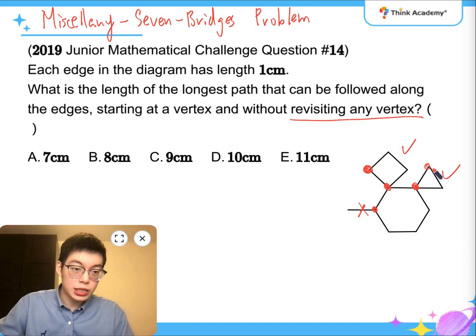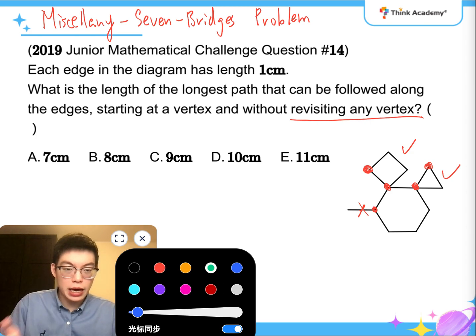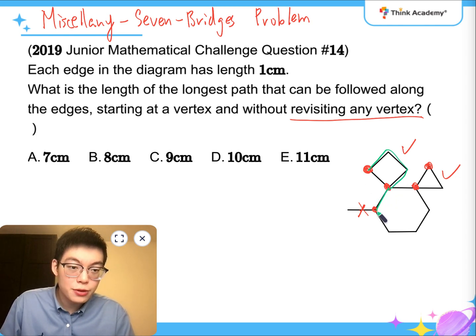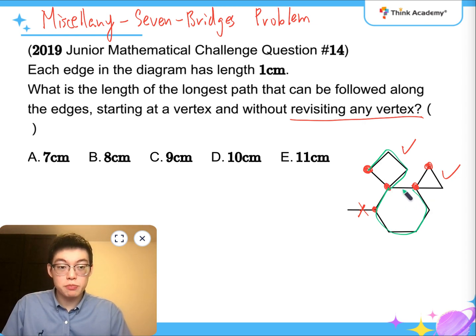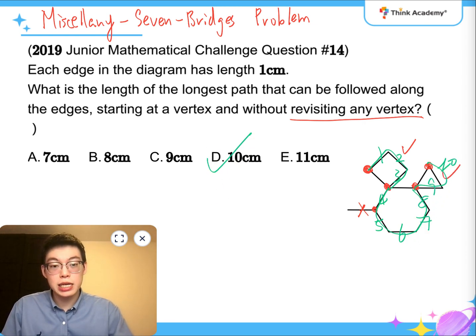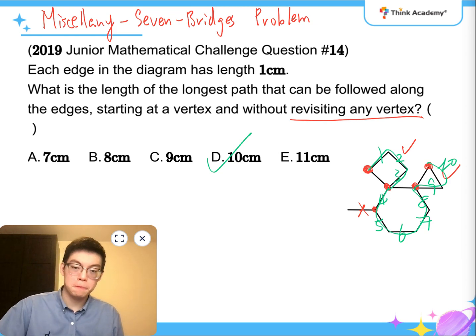So say I'm choosing these 2 points, and then I'm just trying to find a way that I can maximize the route. So definitely I'm taking the long way there, and then all the way down there, trying to travel as long as possible before I go into the triangle. So that's going to be 1, 2, 3, 4, 5, 6, 7, 8, 9, 10, which is 10 centimeters. Okay, that's how it works.